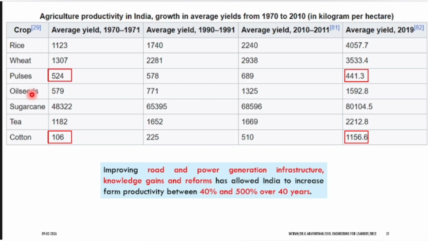Pulses. In the 1970s, we had pulses of 524 kilograms per hectare on average. Now, this is the current statistic. Pulses are very low in India. This has to be improved. With improved roads, power generation, infrastructure, and knowledge in grains, reforms have increased yields 40% to 500% in 40 years in India. So there is still room for the graph to increase. In India, agricultural engineering is increasing, and more agricultural products can be developed.